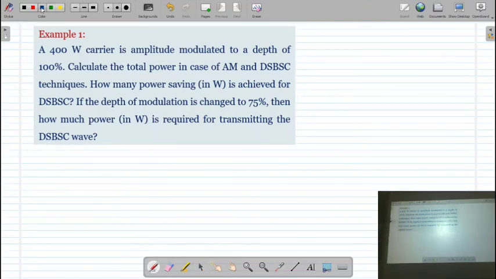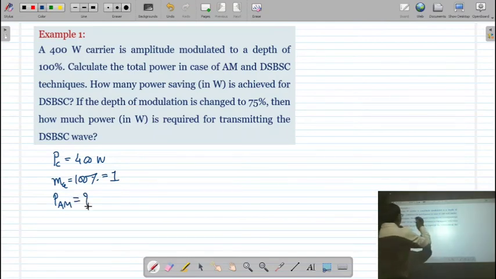Example 1, a 400 watt carrier is amplitude modulated to a depth of 100%. So if we write the data, then the carrier power is 400 watt. Modulation index is 100%, means Ma is equal to 1. Calculate the total power in case of AM. Means if we have amplitude modulation, then what is the total power? And DSBSC technique, so power of the DSBSC wave. So first of all we will calculate this thing.